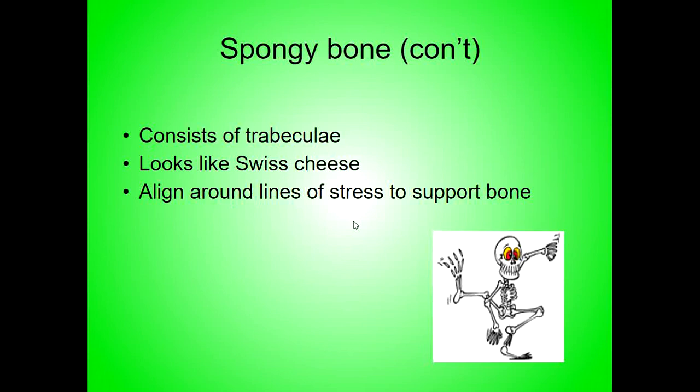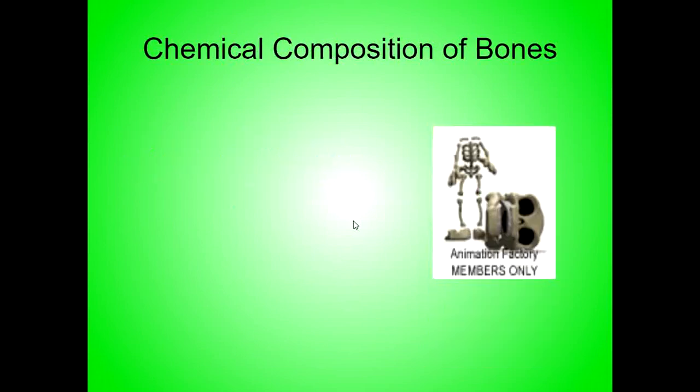And spongy bone will align itself around areas that need a little bit more support because of stress on that particular bone in that particular area. And the spongy bone is where you're going to find your medullary cavity. It gives a little support, but it's obviously not as strong as your compact bone is going to be.